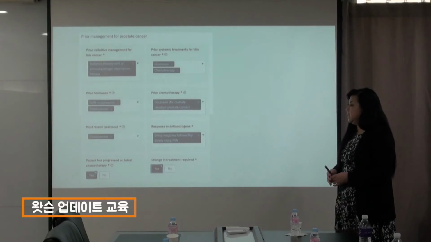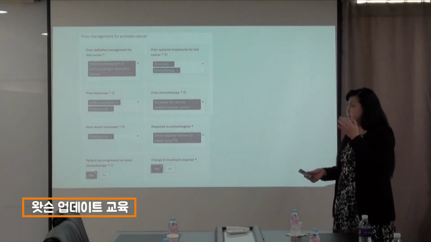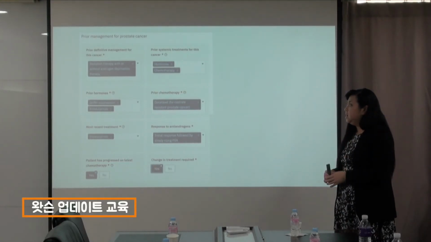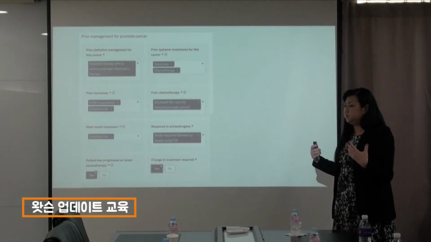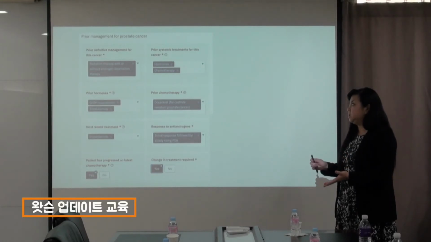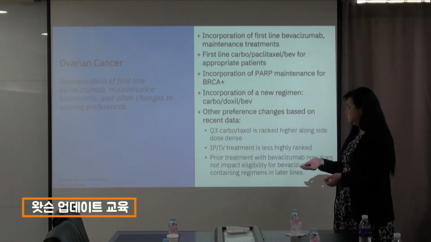So now for prostate cancer, before it was quite difficult to enter a case because you had to specify what the patient got, first line, second line, third line. Now Watson only asks you to specify what the patient received most recently and how long it's been. And then it'll take that information and recommend the next line of treatment.